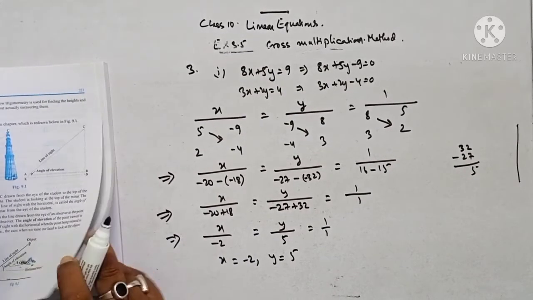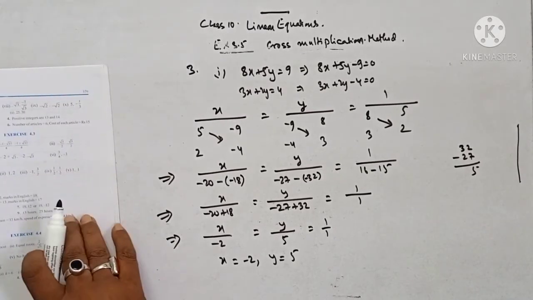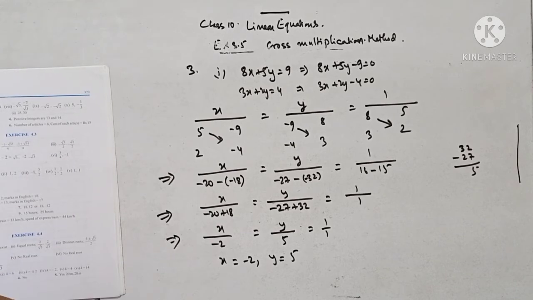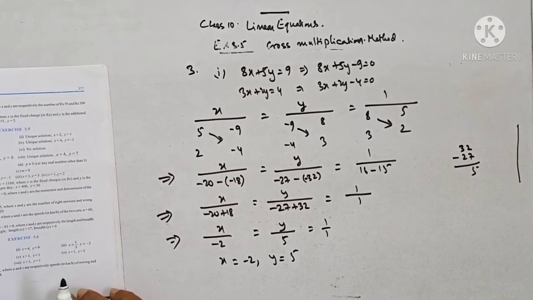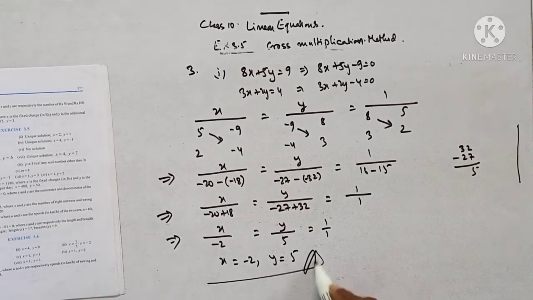So the third question, the first answer is x is equal to minus 2 and y is equal to 5. This is your answer.